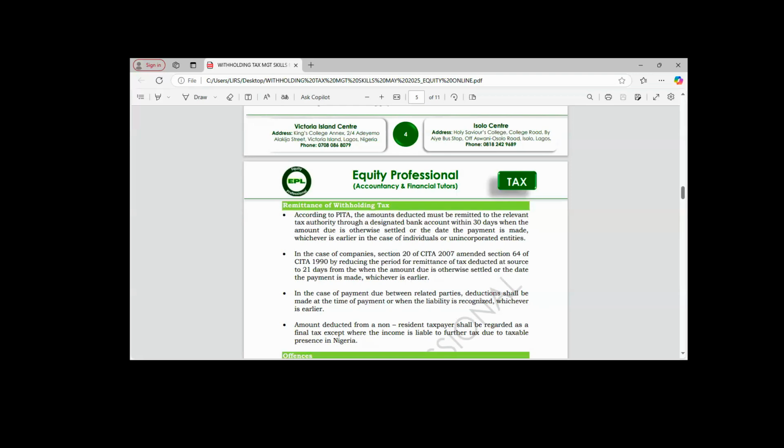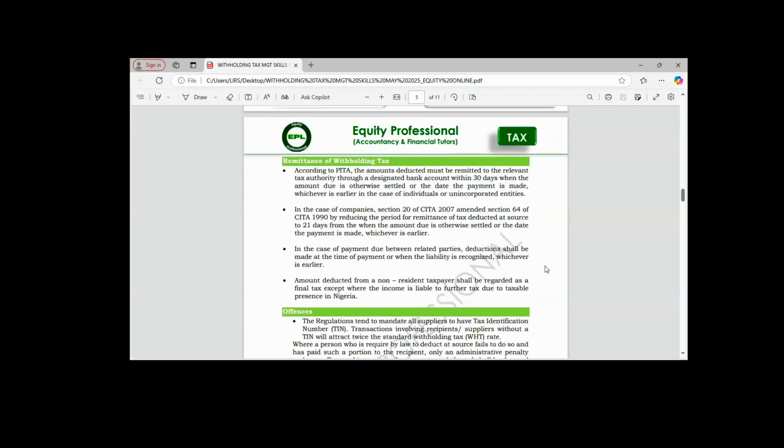So where the payment is between related parties, the deduction shall be made at the time of the payment or when the liability is recognized, whichever is higher. So let us take note of that. Amount deducted from a non-resident taxpayer shall be regarded as final tax, except where the income is liable to further tax due to taxable presence in Nigeria.